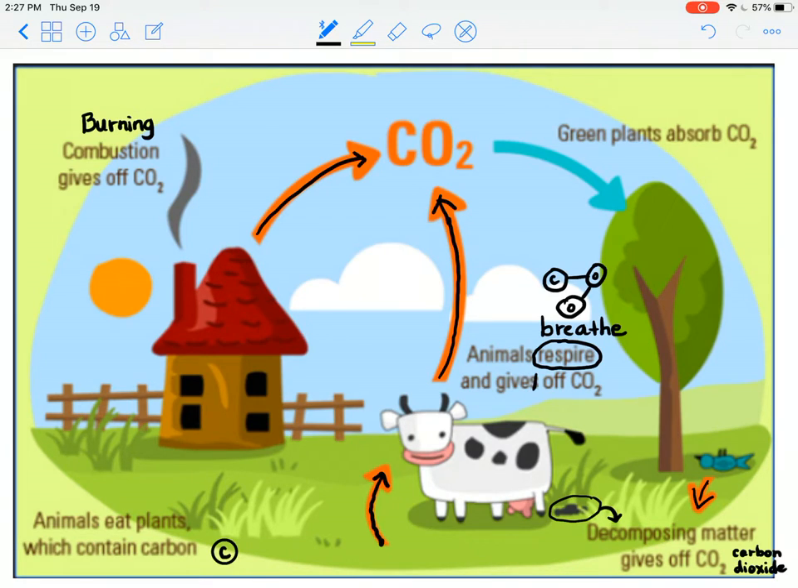And then here is a very important change. What's different about this arrow? Well, the color changes. So you notice that these orange arrows are all showing the same thing. This arrow is showing me something different. This is showing how carbon dioxide leaves the atmosphere. Green plants absorb carbon dioxide.